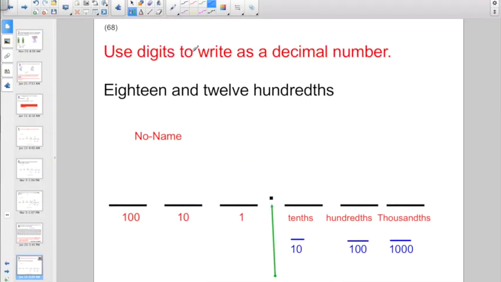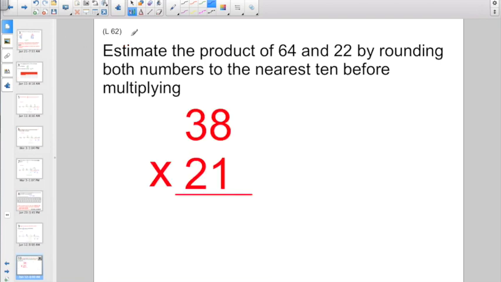Here we have to use digits to write as a decimal number 18 and 12 hundredths. Remember, that word "and" means that's where the decimal point is, right? So on the left side, I got 18, 1 in the tens and 8 ones gives us 18, and 12 in the hundredths. 1 in the tenths, 2 in the hundredths, 12 hundredths.